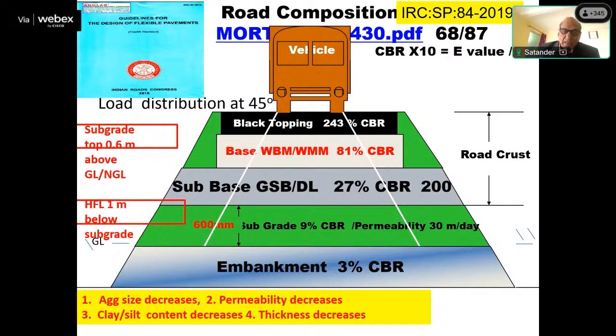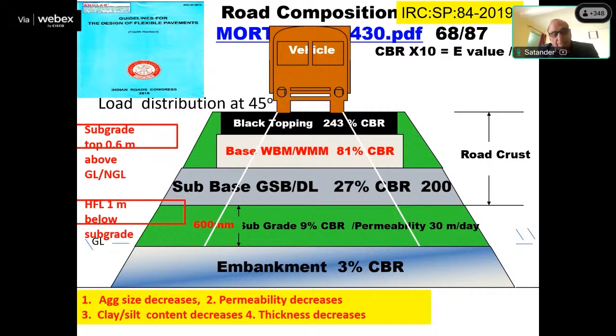In the case of bridges, there is vertical clearance between the bottom of the deck and the HFL. If discharge is 3000 cubic meter per second, then 1.5 meter vertical clearance. In case of roads, highway, the bottom of the subgrade should be 1 meter above highest flood level. It is written there also, IRC SP 84.